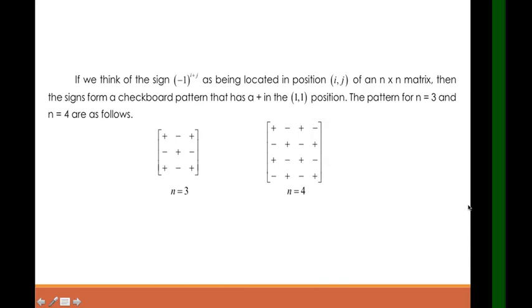Now, if we think of the sign of negative 1 raised to i plus j, ito yung kanina, as being located in position ij of an n by n matrix, then the sign from the checkerboard pattern that has a positive in the 1 by 1 position, the pattern for n equals 3 and n equals 4 are as follows. Kung 3 by 3 matrix yan, ito yung pattern. Positive, negative, positive. I think pinakita ko na to kanina. Negative, positive, negative, and positive, negative, positive. Kung 4 by 4 yan, positive, negative, positive, negative, negative, positive, negative, positive, positive, negative, positive, negative, and negative, positive, negative, positive. Okay? Kailangan mo lang tandaan yung mga patterns na yan.